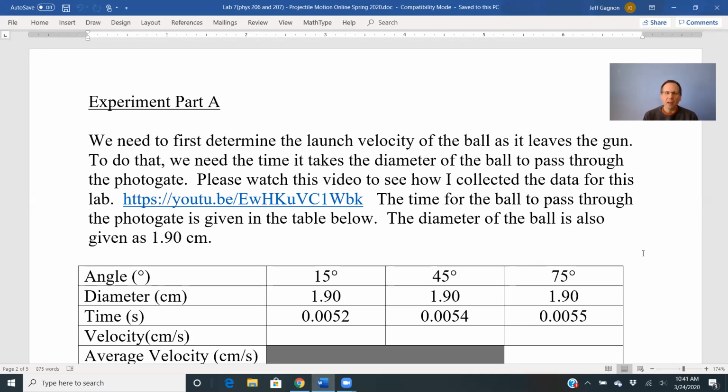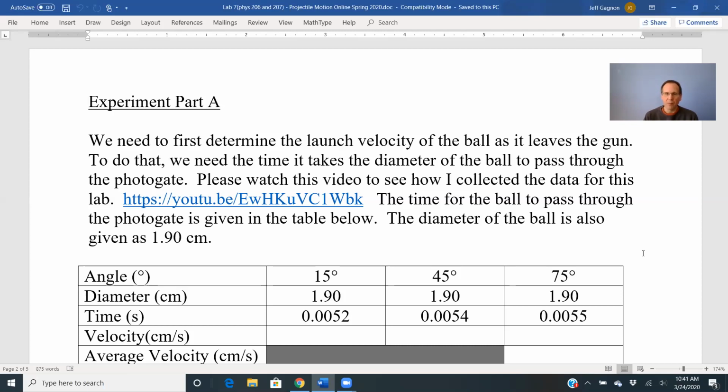So to do that, we know that velocity in general, we can think of as the change in position over change in time. Displacement divided by change in time. And in this case, we know the time that it takes the ball to pass through the photo gate. There's a photo gate mounted on the end of the gun. So the displacement is simply going to be the diameter of the ball. So if we take the diameter of the ball and divide it by the time it takes that diameter to pass through the photo gate, then that gives us a very good estimate of the velocity when it's leaving the gun.